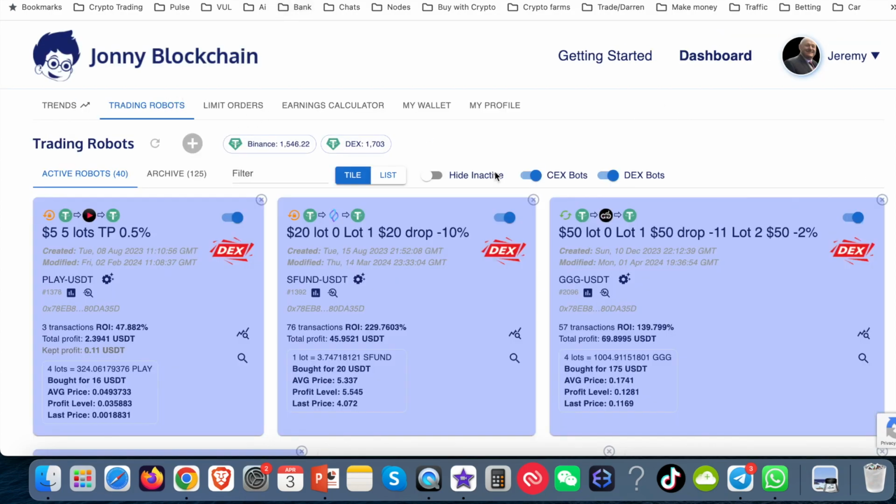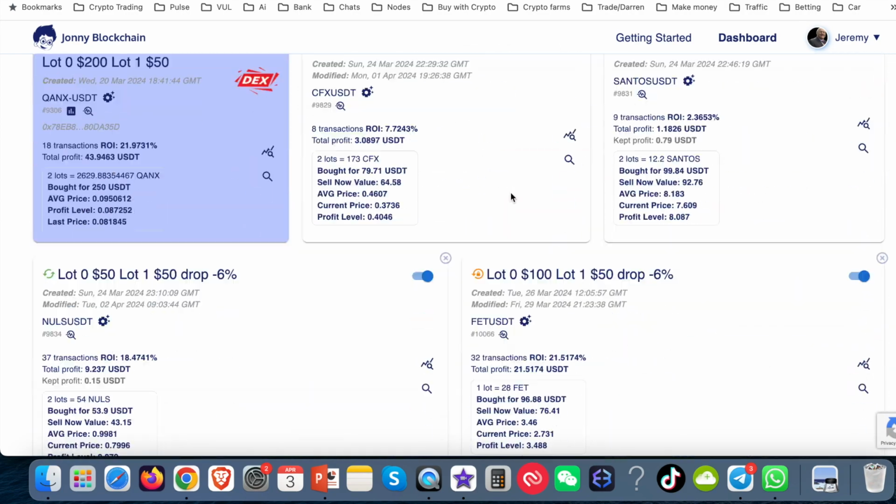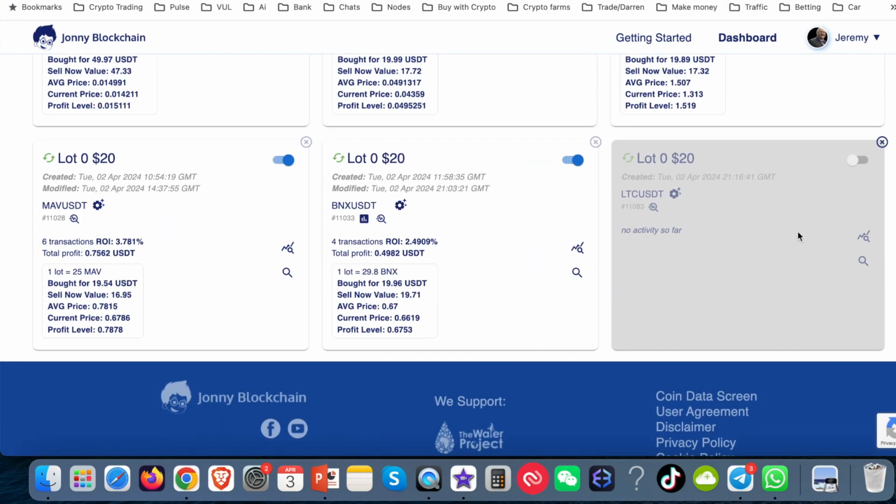So let's go back to my trading bots, and I'm going to scroll down the screen as I've got 40 bots. I've got a bot here, Litecoin. I've just set it up, but I switched it off because I'm waiting to make a bit of profit out of these tokens that I'm trading. And when I've got enough, I'll start a bot with this one.